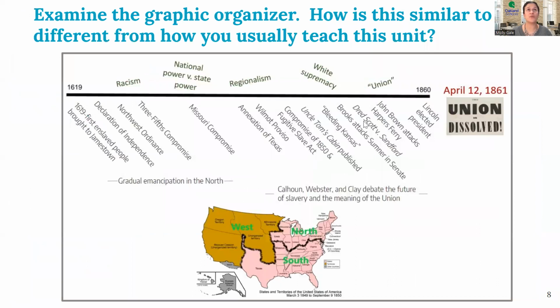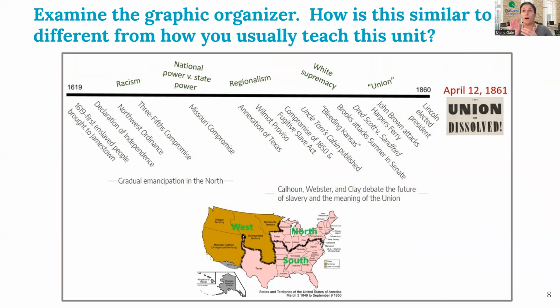Okay, so this is the unit graphic organizer for Unit 7. I'm going to give you a second just to take a look and reflect to yourself: how is this similar to or different from how you usually teach this unit? In this unit, you're looking at the events leading up to the outbreak of the Civil War. One thing you might notice is this timeline spans further than just the 1850s. While we do focus on the decade before the Civil War breaks out, we also recall events we've studied prior to the 1850s.